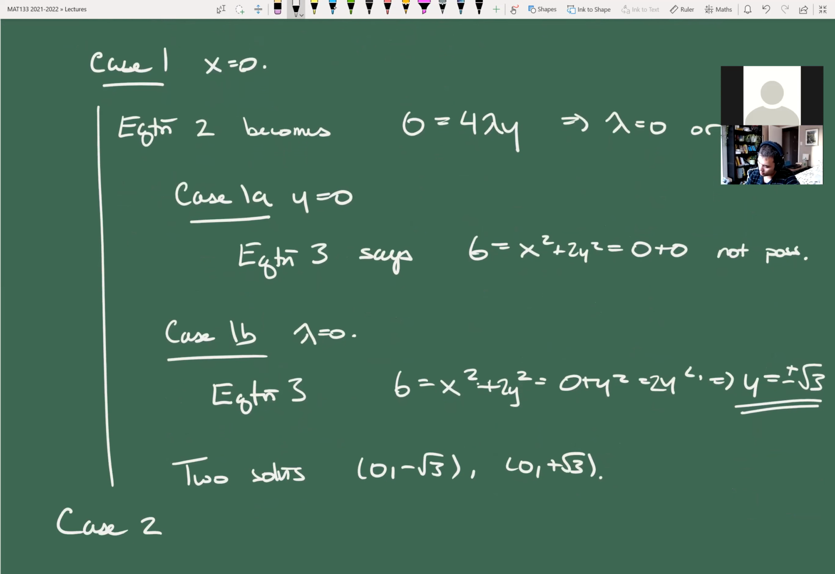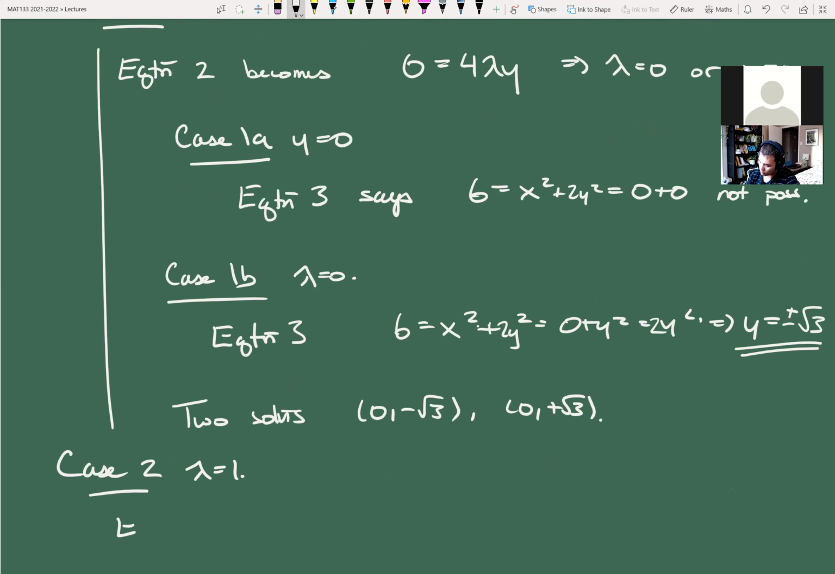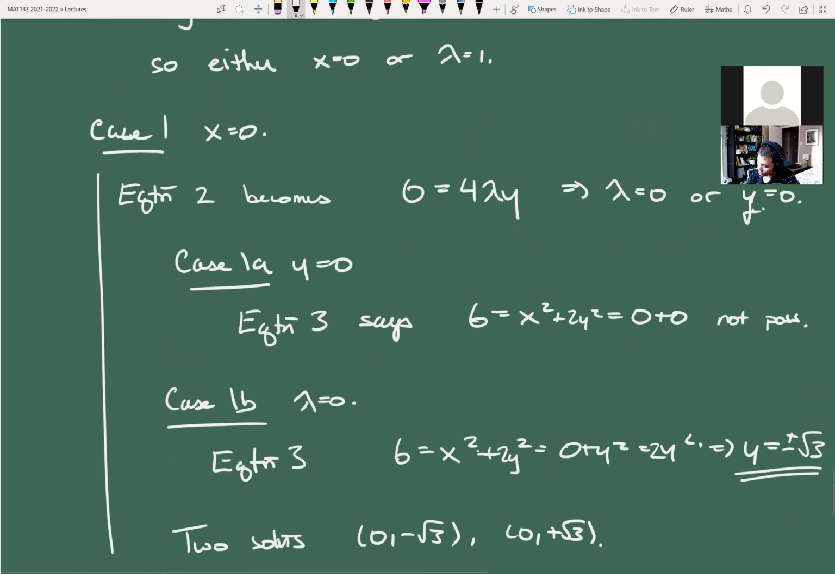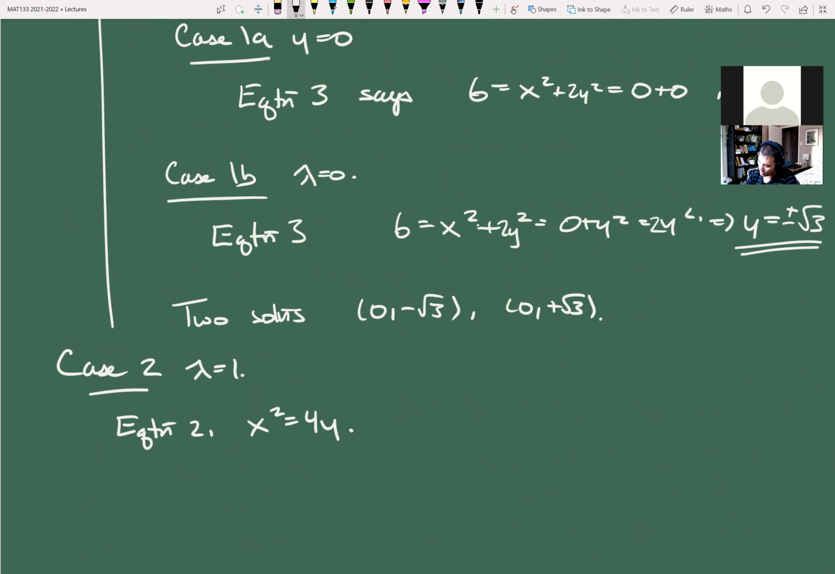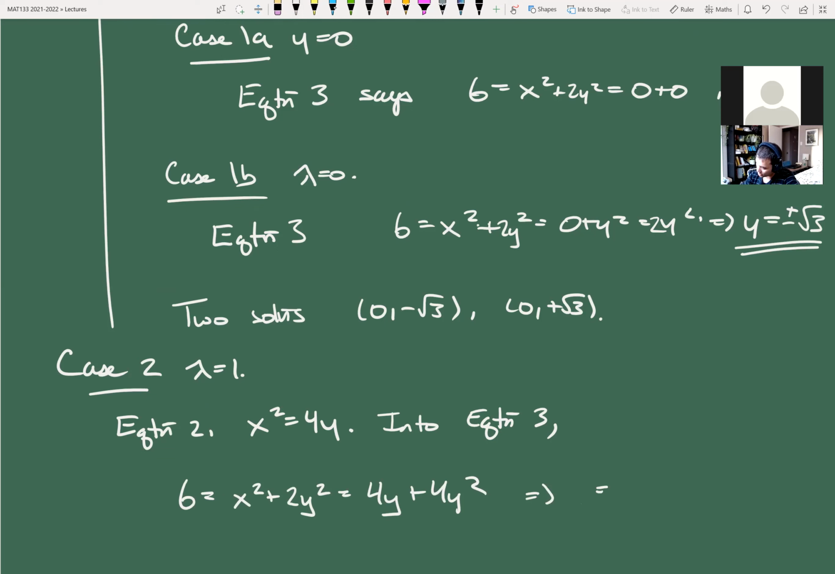Now case 2 is that lambda is equal to 1. Let's plug that into equation 2. Equation 2 says x squared is 4 lambda y, so x squared is equal to 4y. Great. Let's plug that into equation 3. We get 6 is x squared plus 2y squared, so that's going to be 4y plus 4y squared. Let's actually reduce that: we get 3 is equal to 2y plus 2y squared. You can solve this with the quadratic formula if you want.